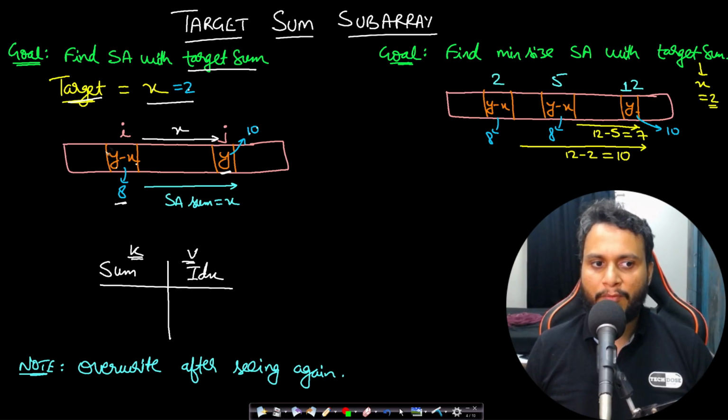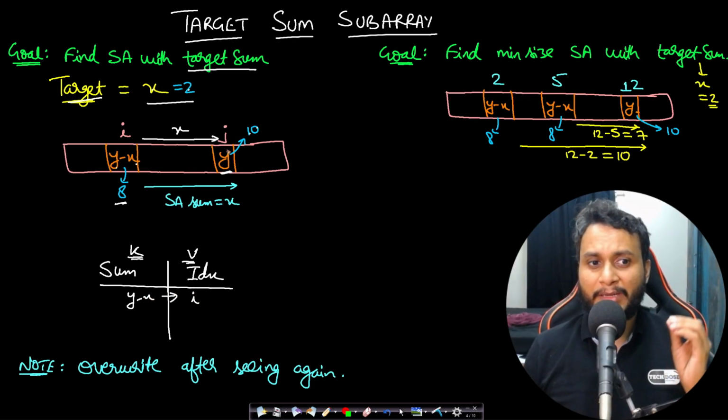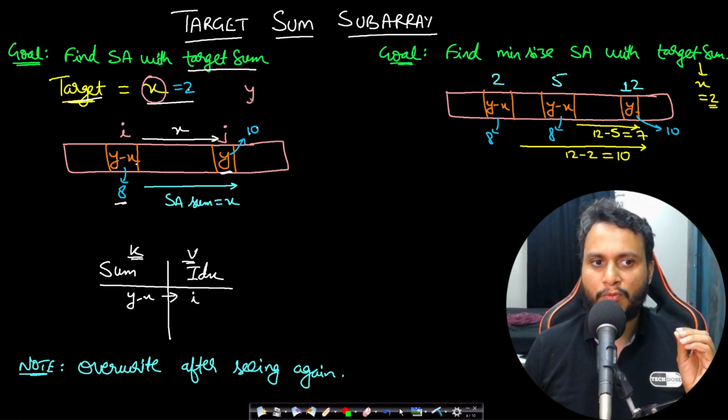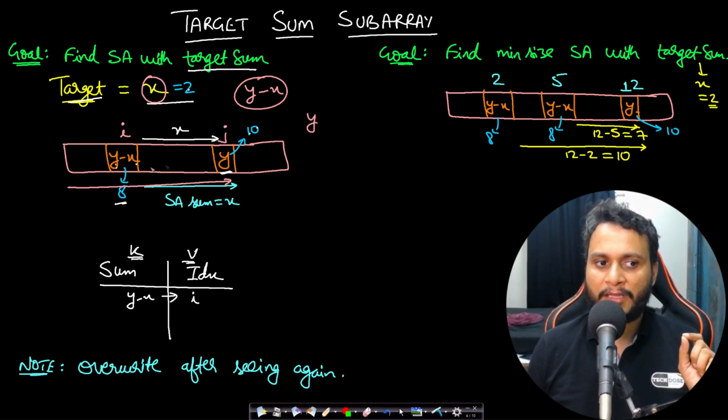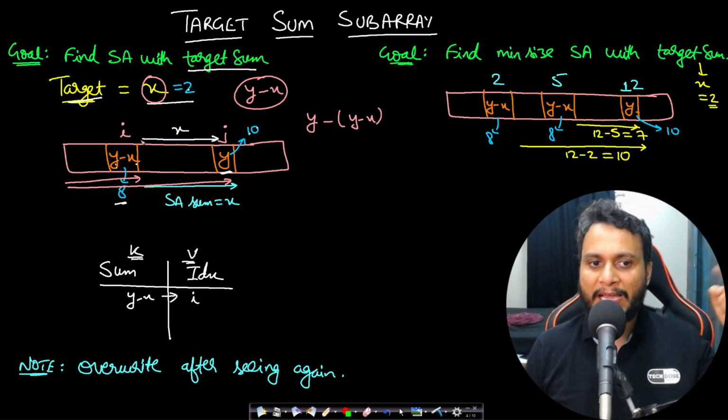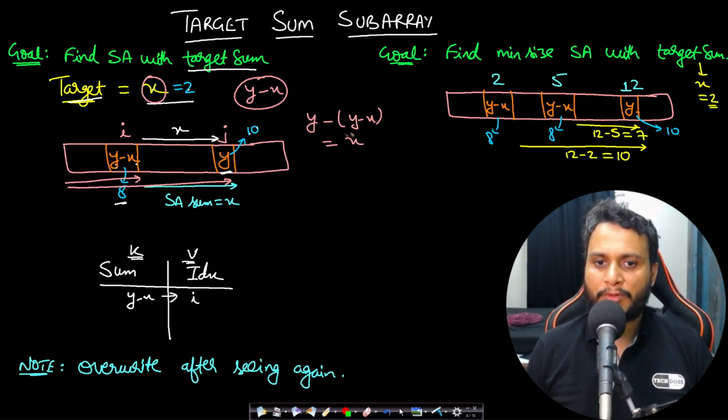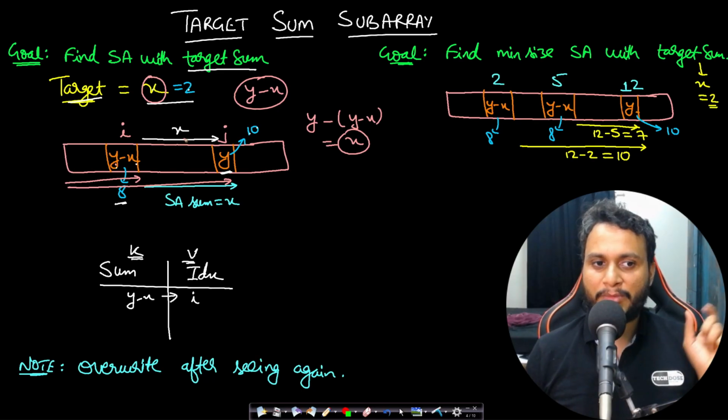So if I have already seen this y minus x at some point, at index i, then my target will change from x to y minus x, because if I have already seen this y minus x, then in between the sum will change to what is the sum from the beginning till index j, which is y, and from the beginning till index i, which is y minus x. So if you subtract, you will get the sum value from i plus 1 to j, and that will be equals to x, right? So that is how you can find out the subarray with sum equals to x.